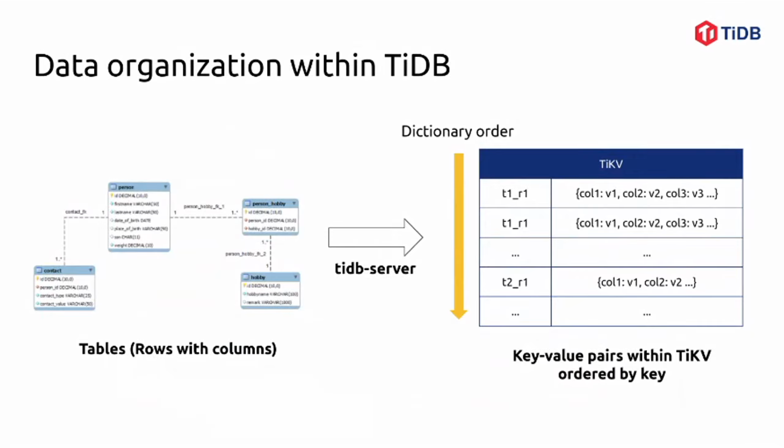So in TiDB, we are storing data with a key value format. So the application just sees normal tables with rows and columns. And then on the storage layer, you're seeing just a key value instance with the key being the ID of the table, an ID of the row, and then all the columns of that row will be the value, basically.